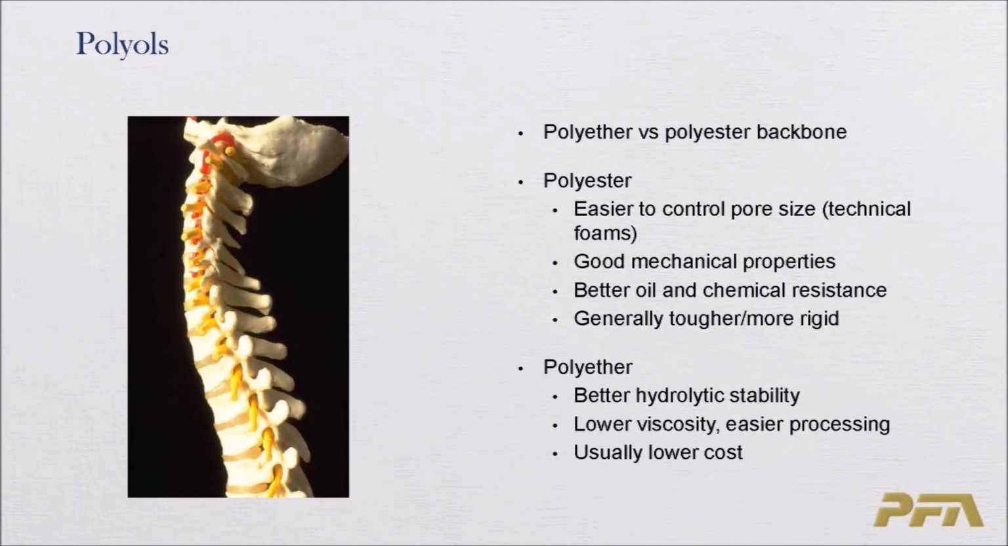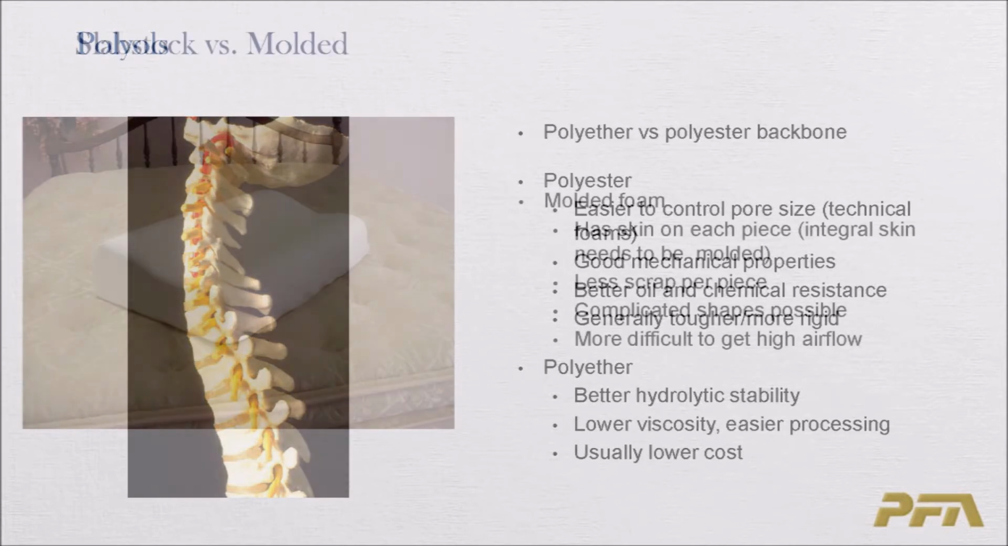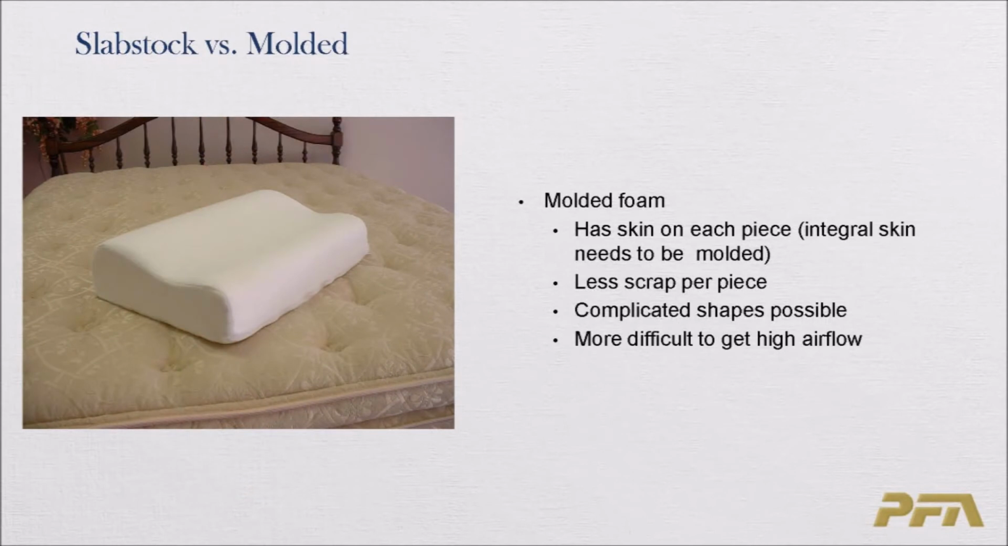Polyether polyols also have, on average, lower viscosity, which makes it much easier for processing, and they can be cheaper or lower cost. And now I'll talk about the differences between Slabstock and molded foam.